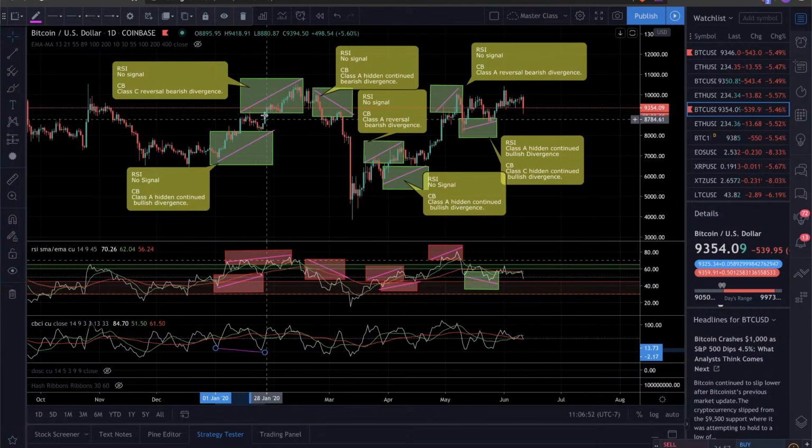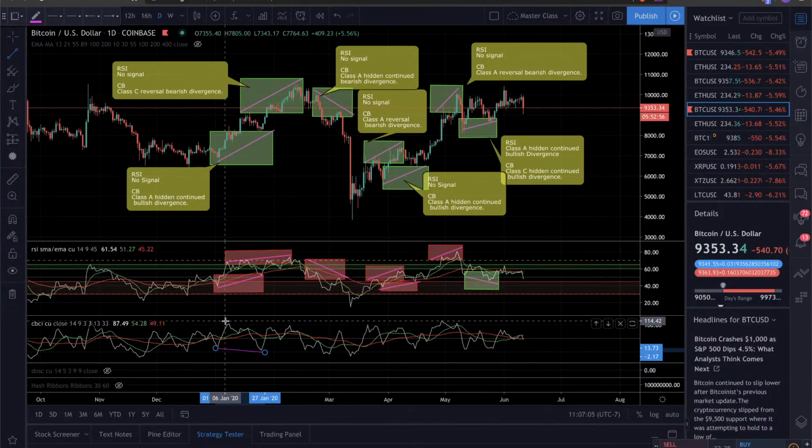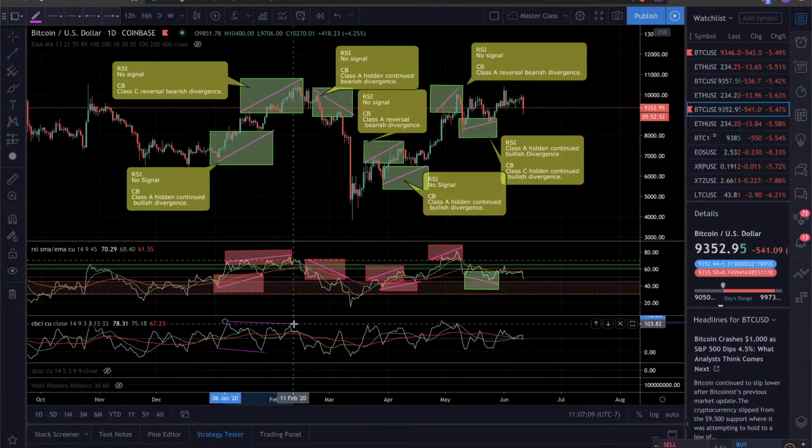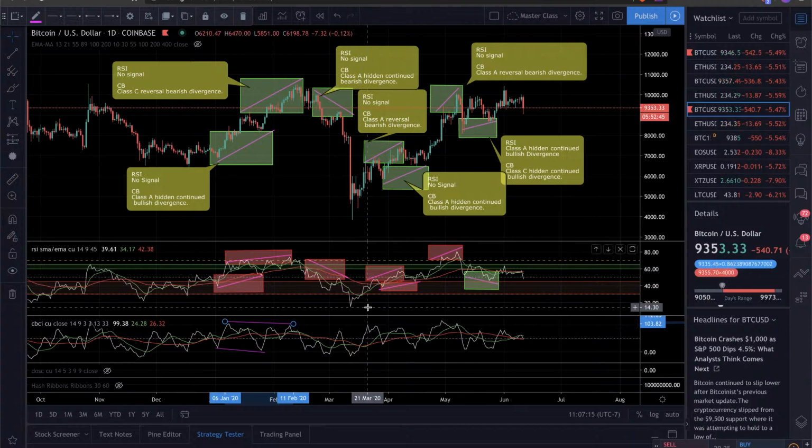Okay, we get up here towards the top where RSI is still doing the same thing. RSI is increasing along with price, but on the CB index, we have a Class C reversal bearish divergence. And with your different classes, you have your Class A, B, and C. Your A is going to be your strongest. Your Class C is going to be your weakest. So it's kind of a good indicator of the chart.